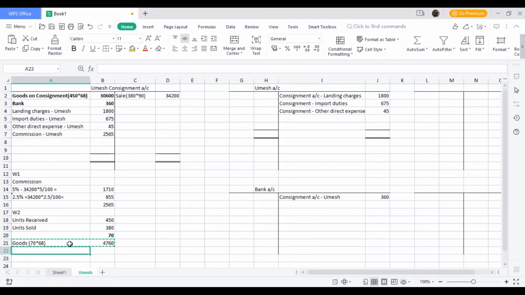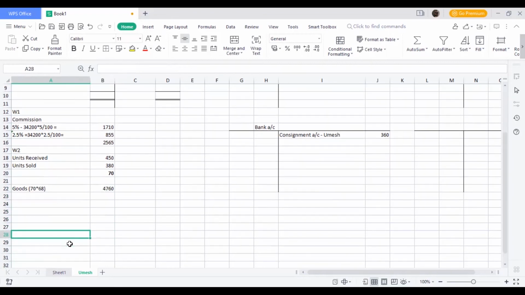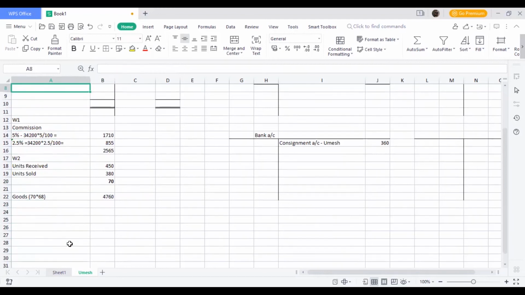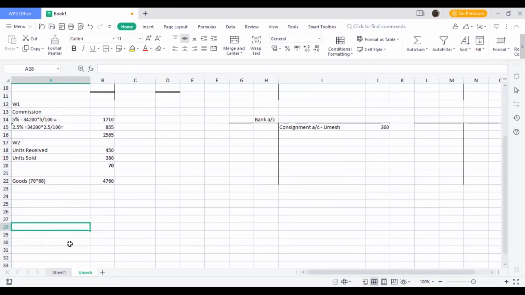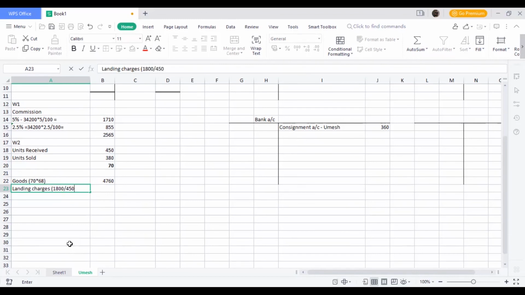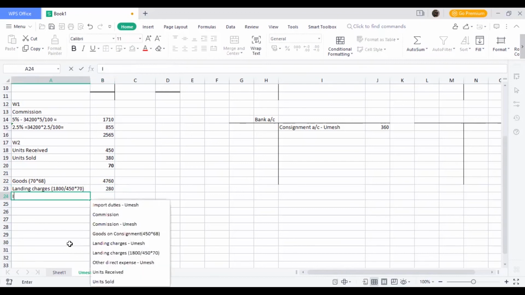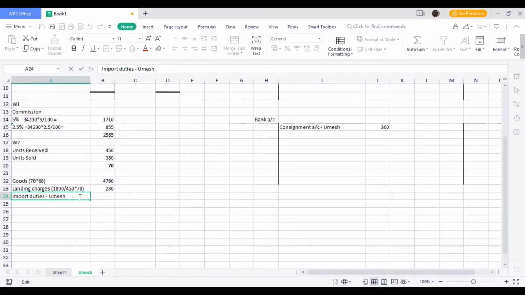I'll take it a bit down so we'll have a complete view of what I am doing. And then we have import duties. Landing charge, let me go in one-by-one order. Landing charge was 1,800. That is for 450 units. So 1,800 divided by 450 into 70 units gives the exact value for the 70 units. So I got the cost of landing charges. Then I have import duties. Okay, so how much is import duties we have?